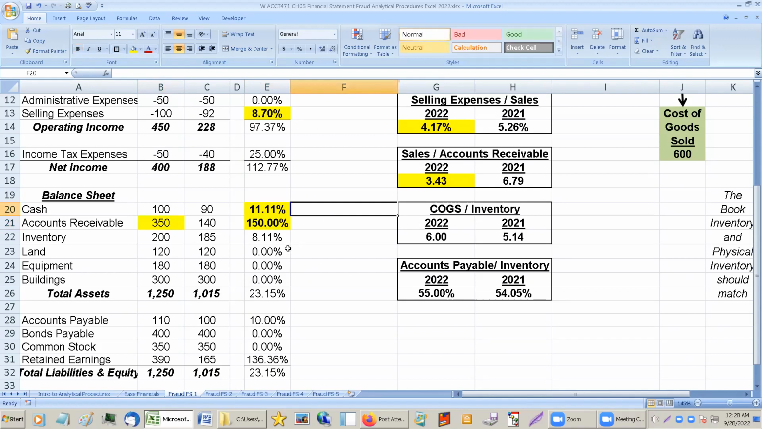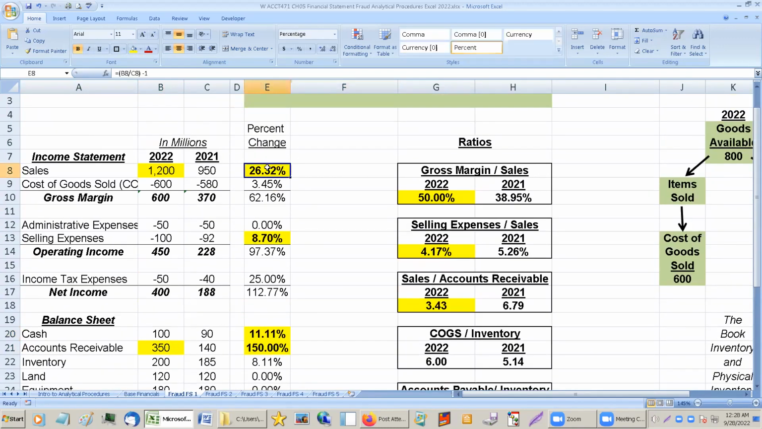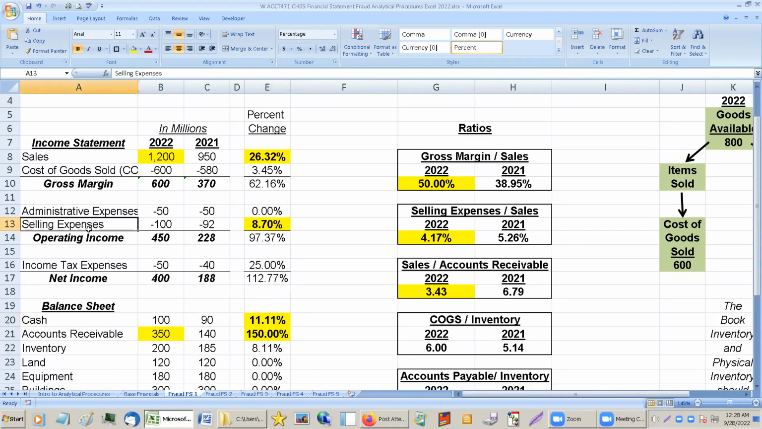So these are all things that are going to jump right out at you and say, look, these are big changes. And not only are there these big changes, but many of the other accounts don't have those same big changes, accounts that you would think would. Selling expenses: to have sales jump by 26%, you must have a lot more selling expenses. It's not showing it, and the cash is not either.